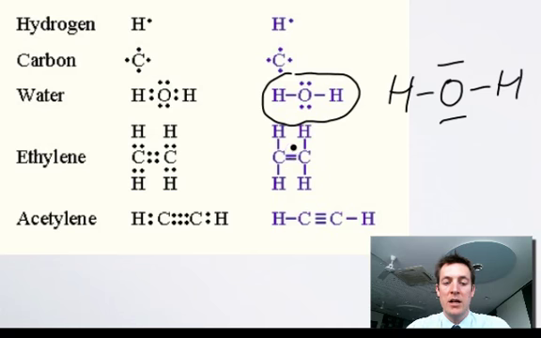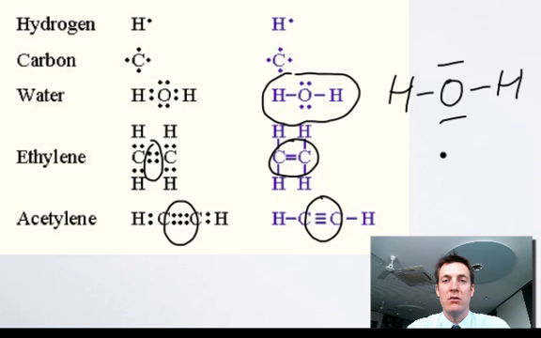Here's a double bond, because there's two shared pairs of electrons between those two carbon atoms, and here's a triple bond, three shared pairs. Either with lines or with dots, it doesn't really matter. You can use crosses, you can use any shape you like, but I think the quickest one is to go for lines.